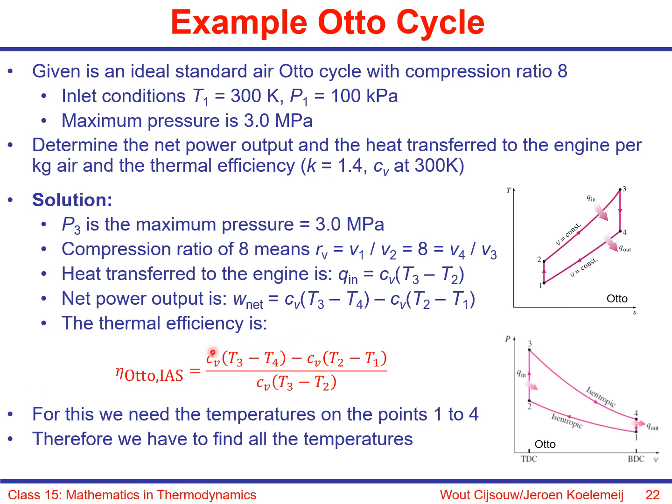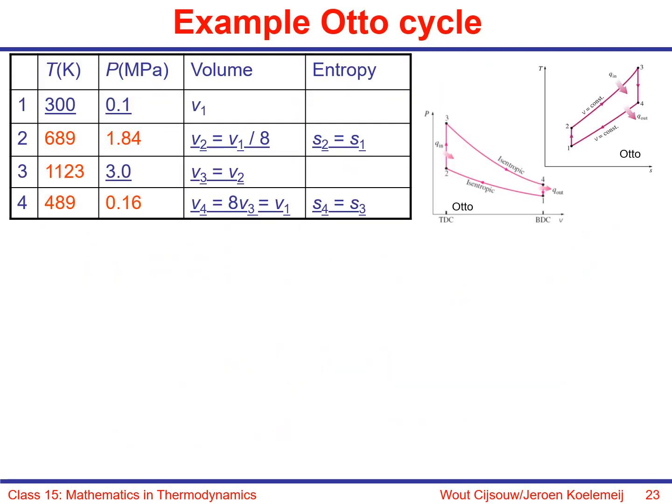We want to actually find the numerical value. We need to know the temperatures in all the 4 states of the cycle. So we have to find all the temperatures, and at this point we only have one, this 300 Kelvin. So how do we proceed?